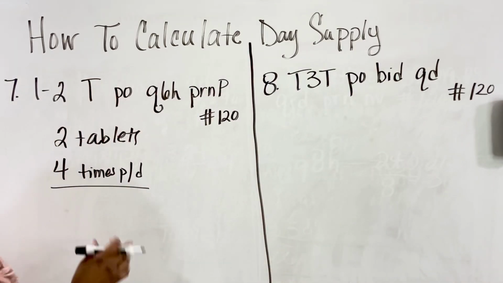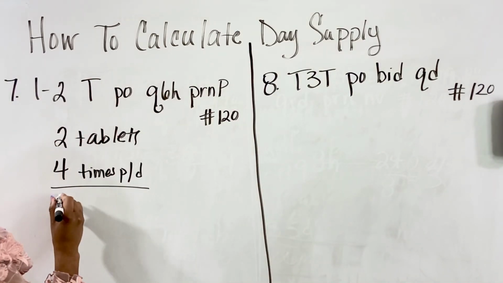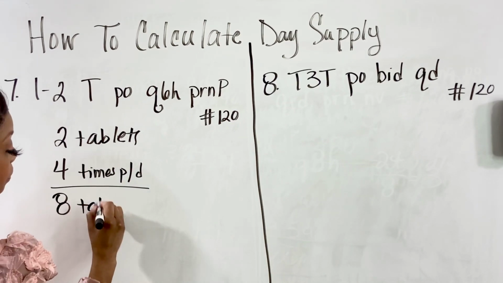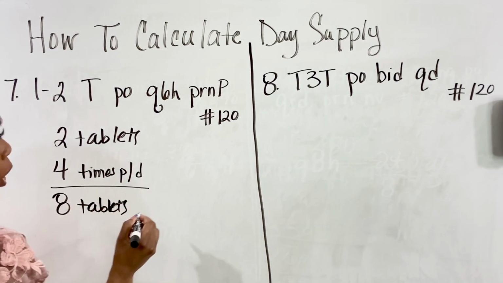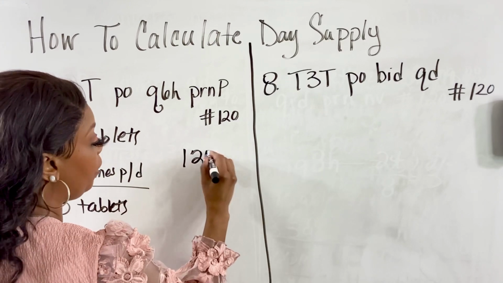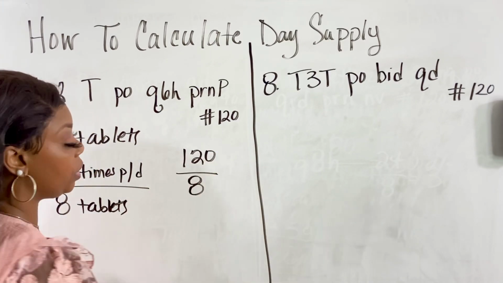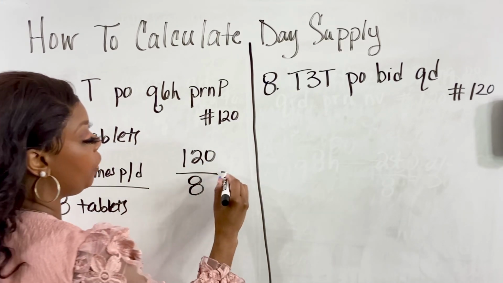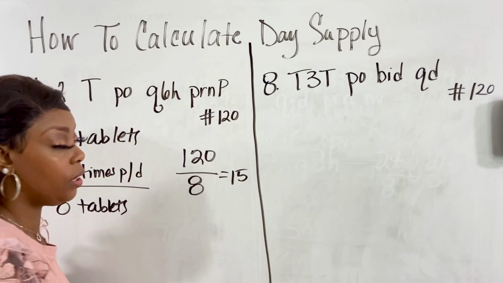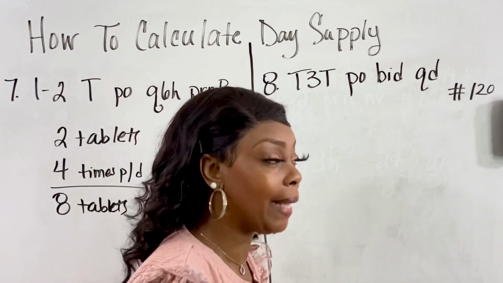Okay, now. So now we're up to 8 tablets a day. That's a lot. So we'll take our total amount and divide by how much you're going to take each day, and I have a total of 15 days. That's how long that's going to last.